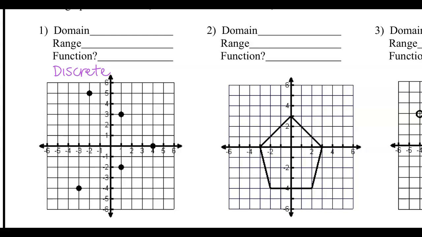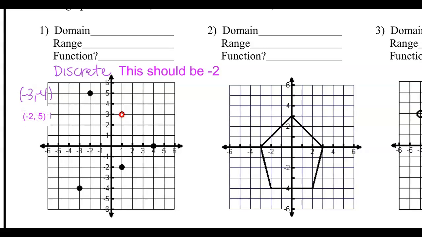So for each of these ordered pairs, I'm going to start with the far left one, and I'm going to write this out as a coordinate. So that's going to be -3, -4, and then I'll go to the next point, which is at 2, 5. And then the next one, which will be 1, 3. And the next one is 1, -2. And then the last one is 4, 0. Okay, so I have all my points labeled.